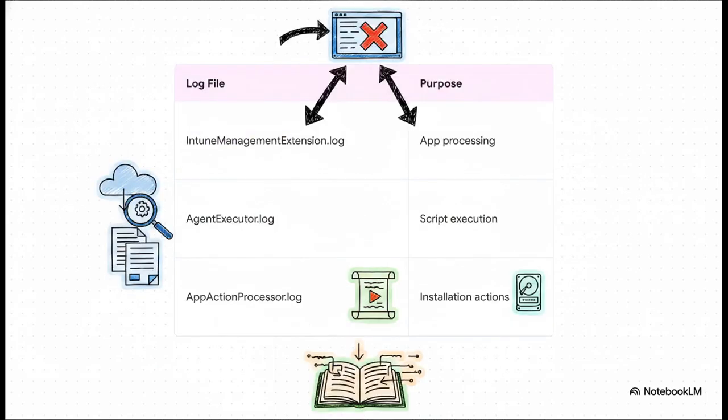But look, sometimes the Intune console just doesn't give you enough detail. When that happens, you have to dig into these 3 client-side Intune Management Extension logs to find the exact point of failure. The Intune Management Extension log covers the overall app processing. The Agent Executor log monitors your script execution, and the App Action Processor log tracks the specific installation actions. Dive into these logs, and the truth will absolutely be revealed.